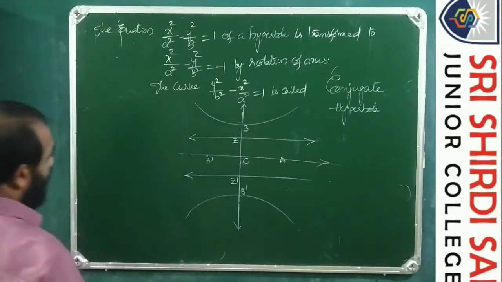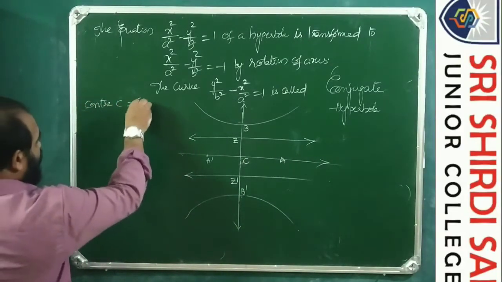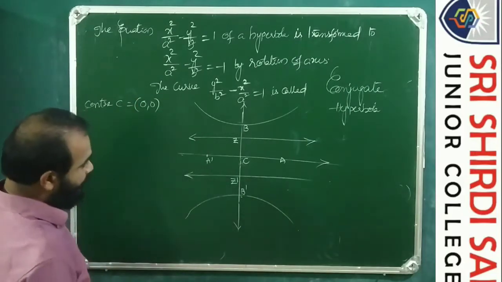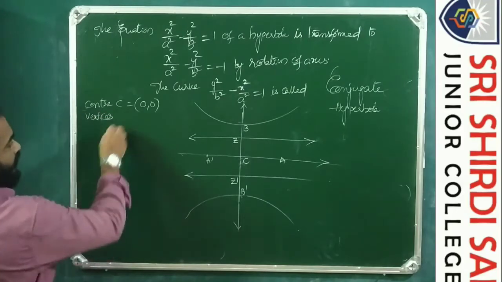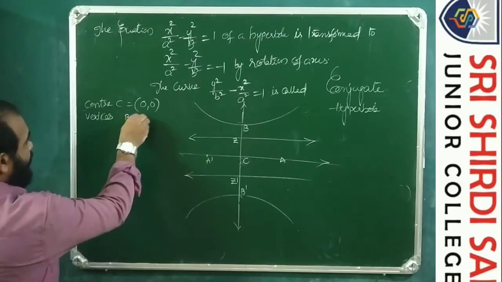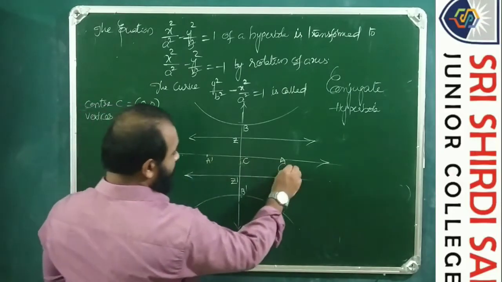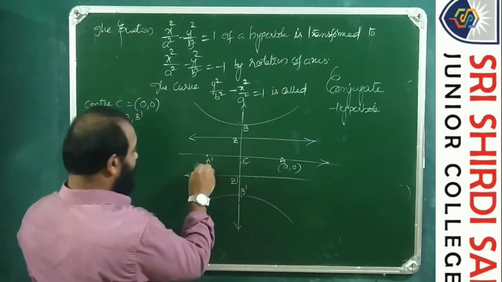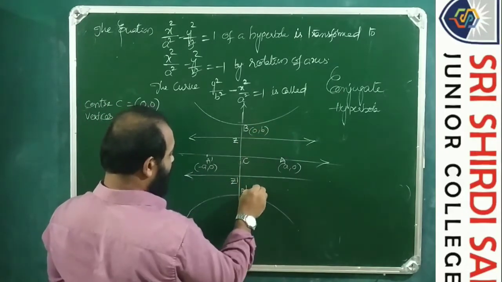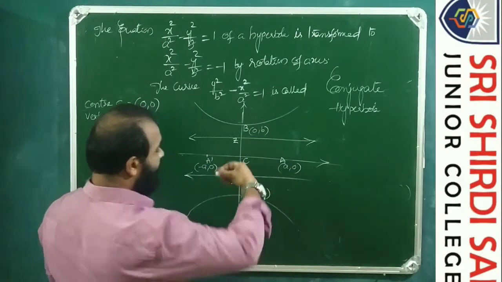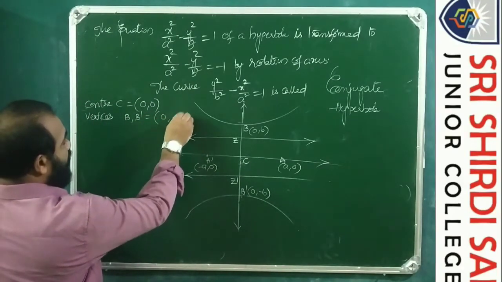So here the center is 0, 0 and the vertices are B and B dash. So B comma B dash. This is A comma 0. This is minus A comma 0. This is 0 comma B. This is 0 comma minus B. So the vertices are 0 comma plus or minus B.